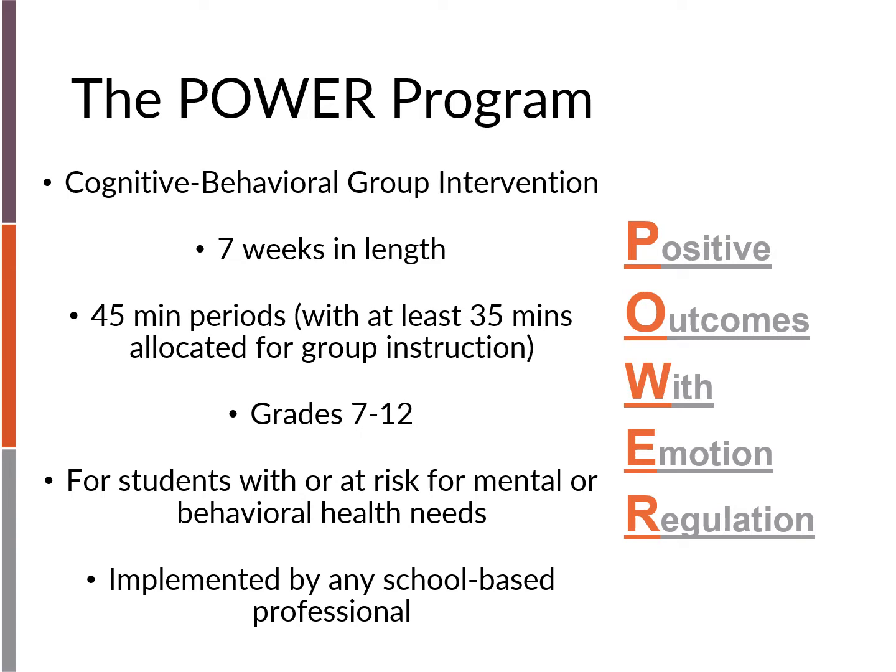As mentioned in the introduction module, the POWER program is a 7-week cognitive behavioral group intervention for students in grades 7 through 12. Each group meeting is approximately 35 to 45 minutes long, with the intention that it can be completed in one class period.